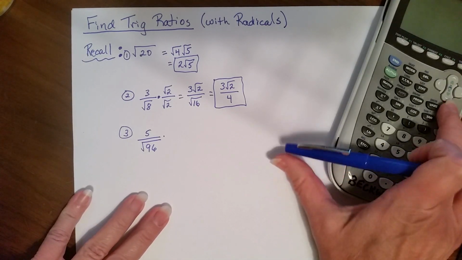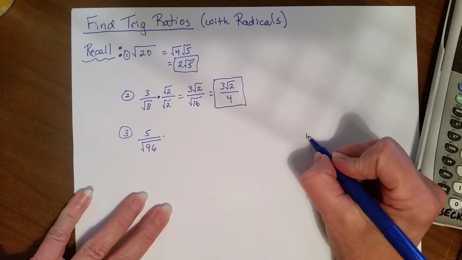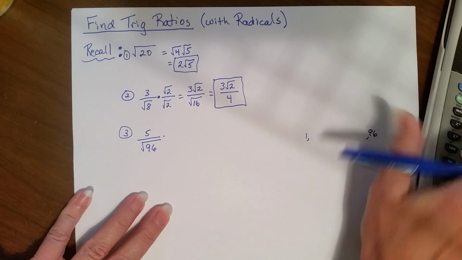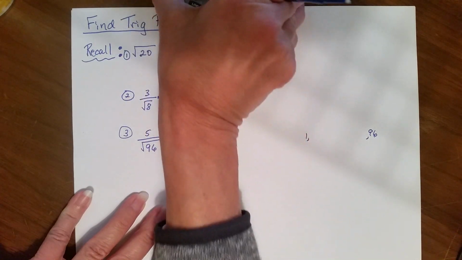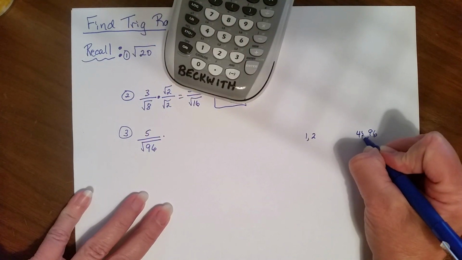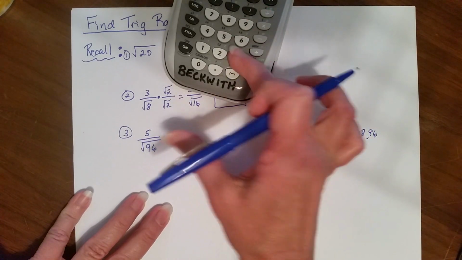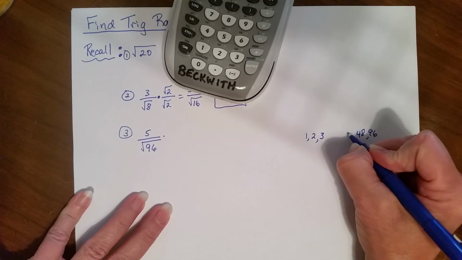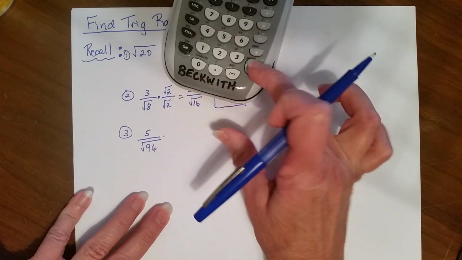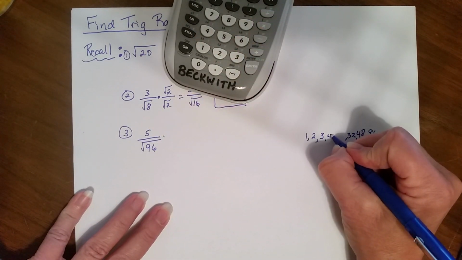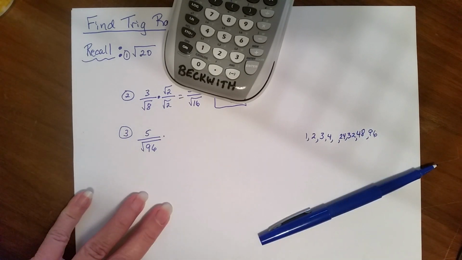So let's just see. I'm going to do the rainbow method. I've got 1 and 96. Let's see. I know 96 is divisible by 2, and I get 48. Okay, 48 is not a perfect square. 96 divided by 3 is 32. So I have 3 and 32. 32 is not a perfect square. 96 divided by 4 is 24. So I have 4 and 24. Okay, now 4 is a perfect square, but it may not be the largest perfect square.